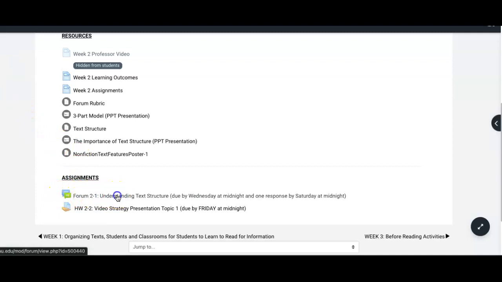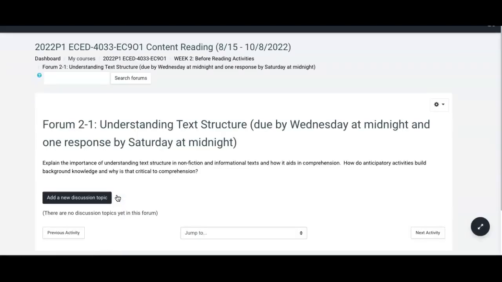Forum 2.1 is understanding text strategy. You're going to explain the importance of understanding text structure in nonfiction and informational texts and how it aids in comprehension. And also, how do anticipatory activities build background knowledge, and why is that critical to comprehension? So there's two parts.